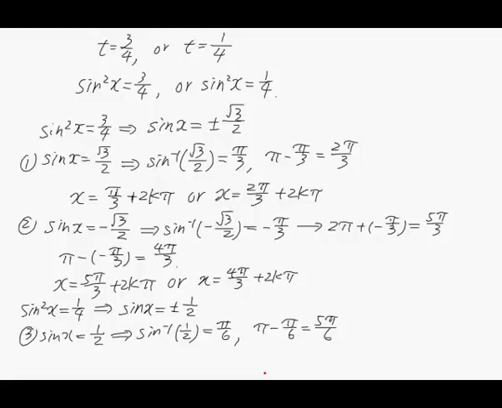And then we can form the general solutions. So either x equal to pi over 6 plus 2k pi, or you have x equal to 5 pi over 6 plus 2k pi. Okay.